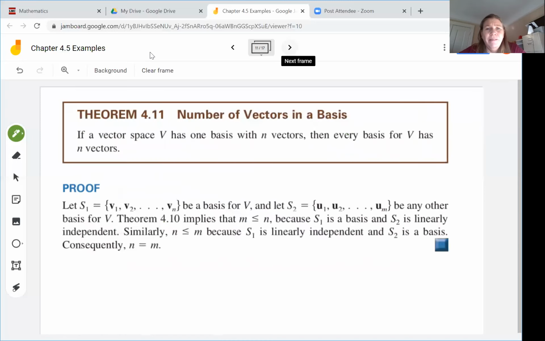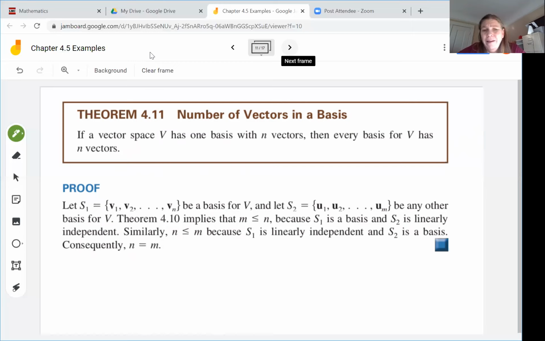So this brings us to the idea of the number of vectors in a basis. If a vector space V has one basis with n vectors, then every basis for V has n vectors. So in our proof, we're going to let S1 be the vectors V1 through Vn, and those are a basis for V. And then we're going to let S2, the vectors U1 through Um, be another basis for V.